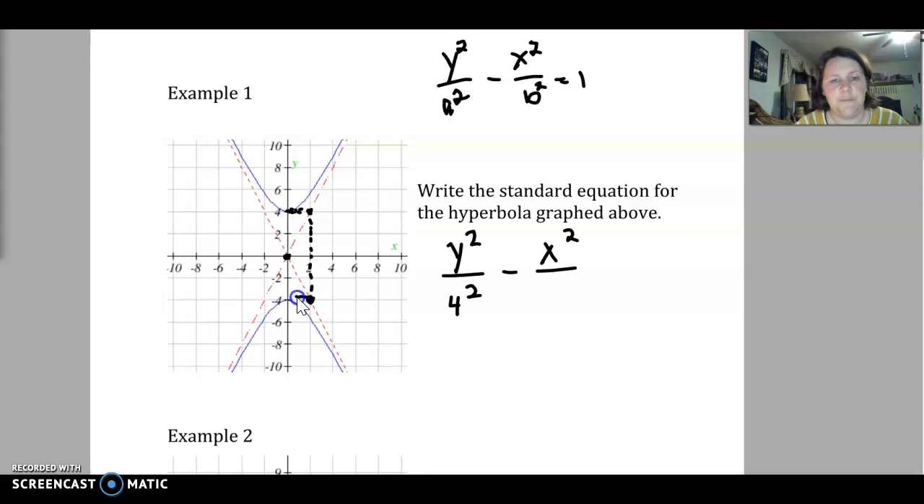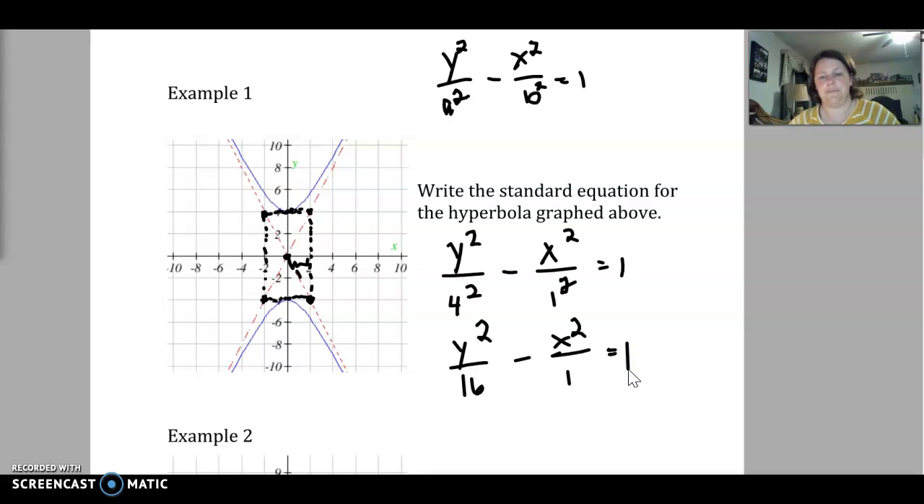Make another point across. So just box in those asymptotes and the vertices like that. Now we can see that our b value is 1. So 1 squared equals 1. You can enter it like that for MyOpenMath. They're good with that. Or you can do y squared over 16 minus x squared over 1 equals 1.